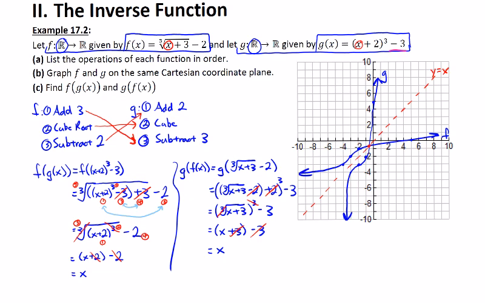So again, very interesting observations here at many different levels. At the equation composition level, at the graphing level, and then just at the basic order of operations level. And it's not a coincidence that these two functions have these interesting properties to them. More on that to come in the discussion on the inverse function.